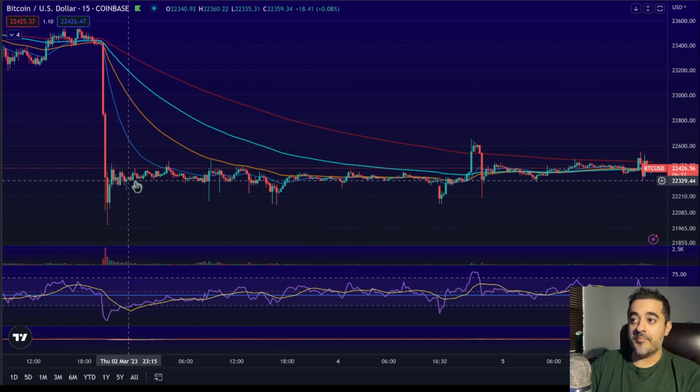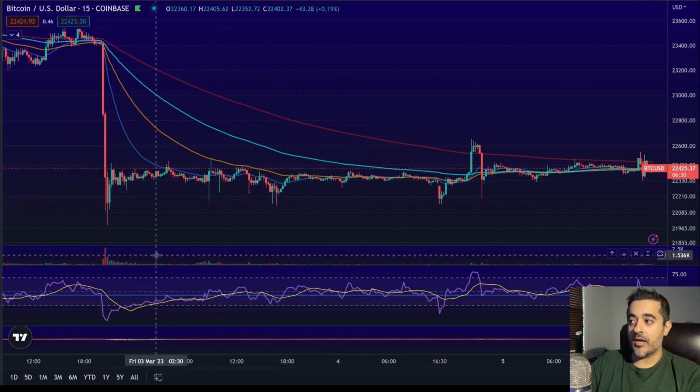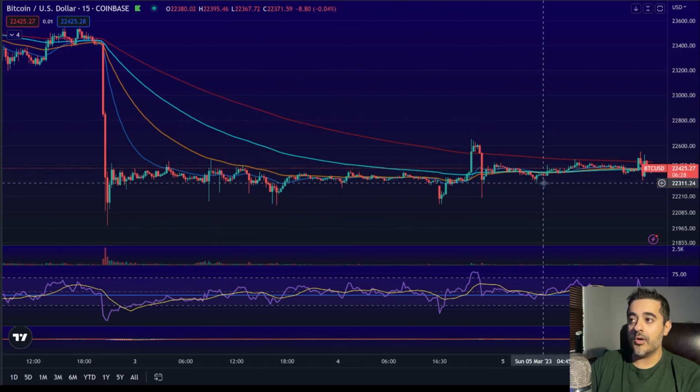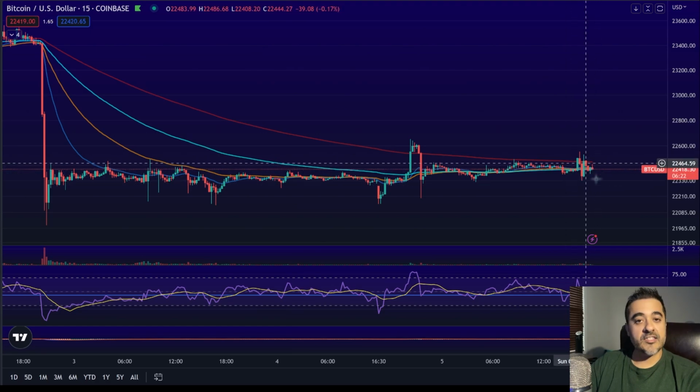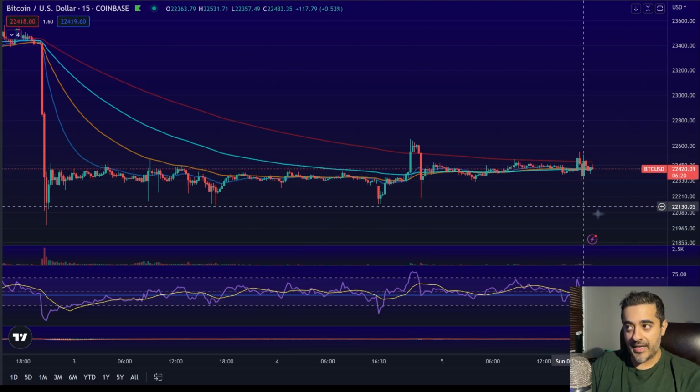Since then, you've barely been seeing any volume, right? Retail volume has been really low. You're just seeing sideways trading with no real decision in mind, because the market has no idea how to react to all this Silvergate fiasco.